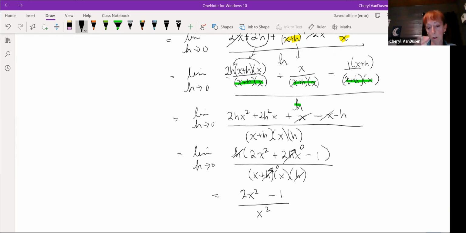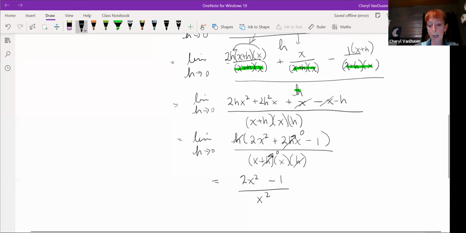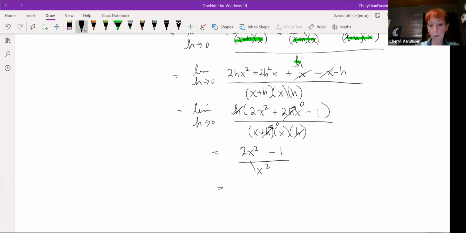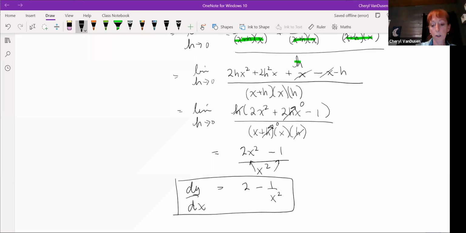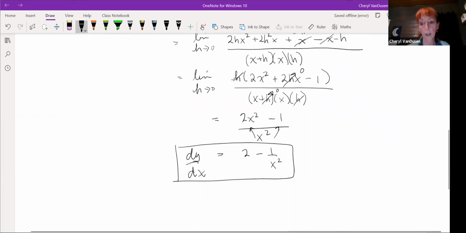So again, have a look. Lots of things happened there and canceled. Now, if we rewrite that, then we can divide the x squared into that term and the x squared into that term, and we get 2 minus 1 over x squared. And that overall. Sneak peek, here we go, back to the beginning, 2 minus 1 over x squared, 2 minus 1 over x squared.